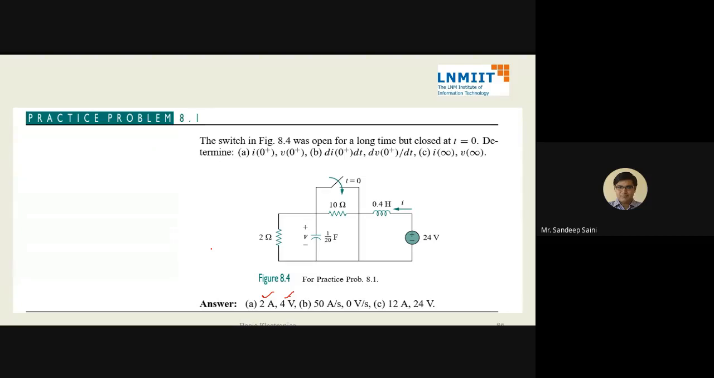now comes the part which is di by dt and dv by dt. Anyone who is able to cross check, please tell me. 40 dv by dt. You are saying dv by dt is 40, here the answer is 0.